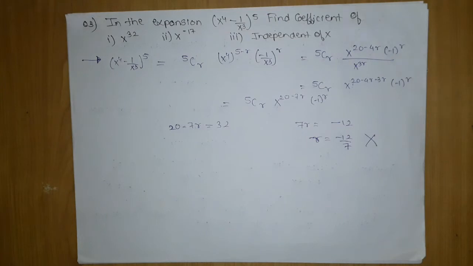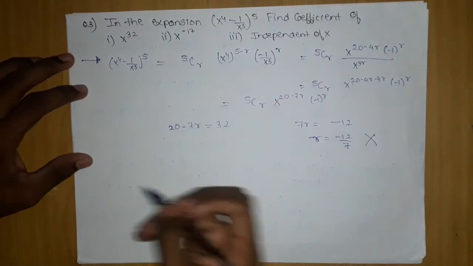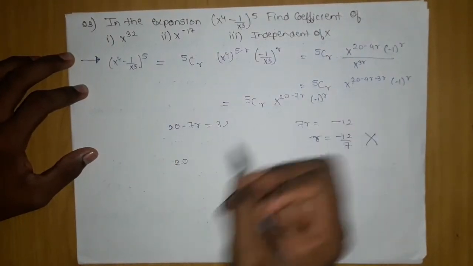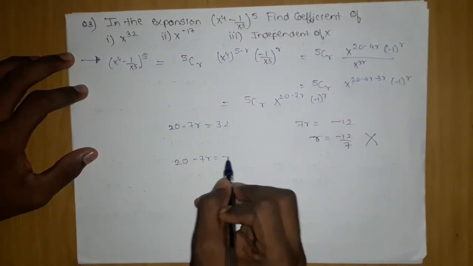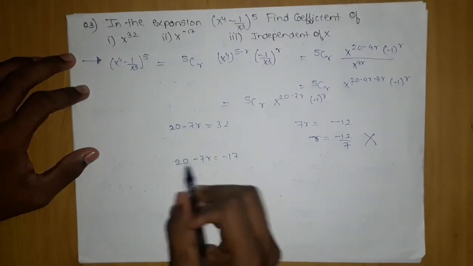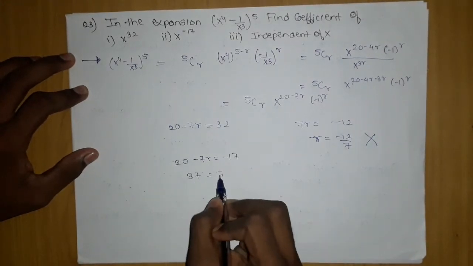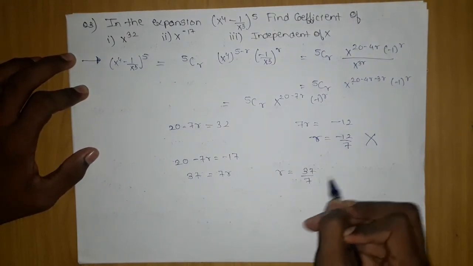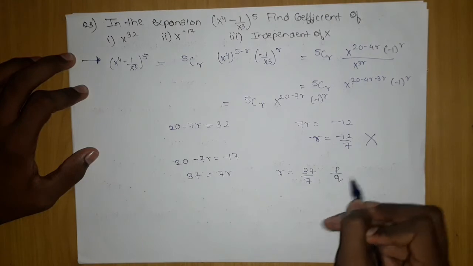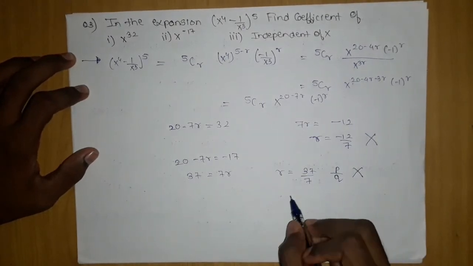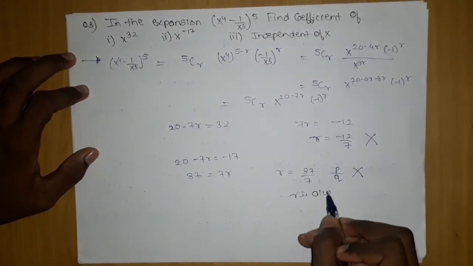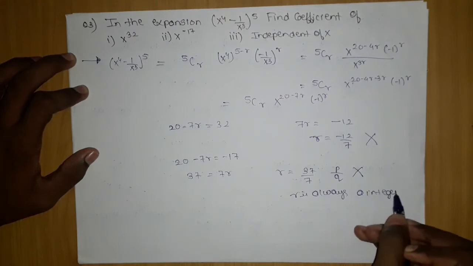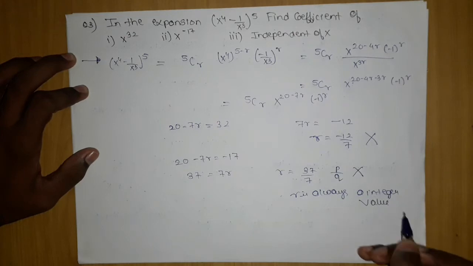Now moving on to the next thing, which is getting the coefficient of x^-17. So equate this with minus 17, so 20 minus 7r equals minus 17. If you move this here, it will be 37 equal to 7r. Again we are getting r as 37 by 7, which is a fraction p by q type value, which is not possible, because r is always an integer value, so no such value exists.